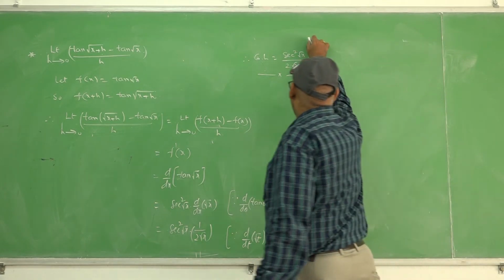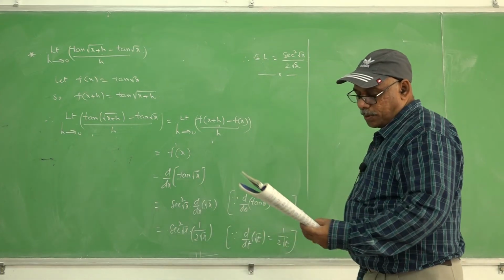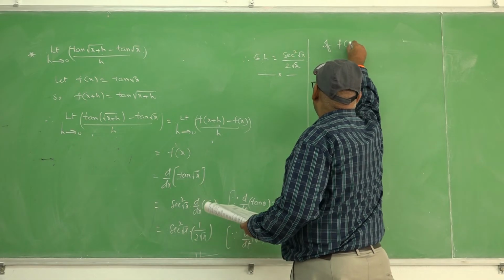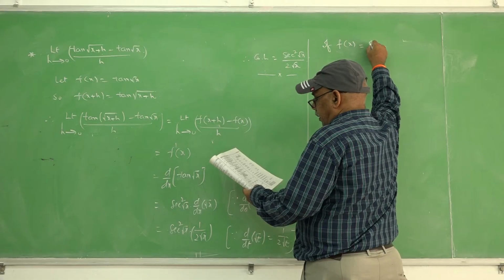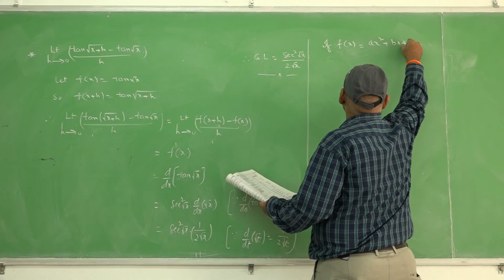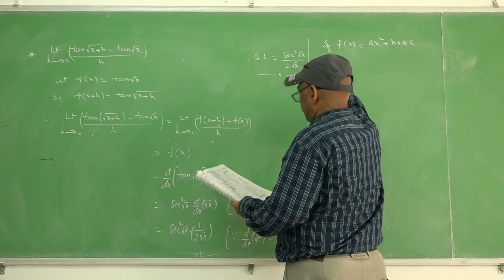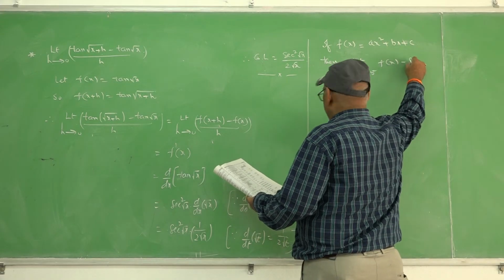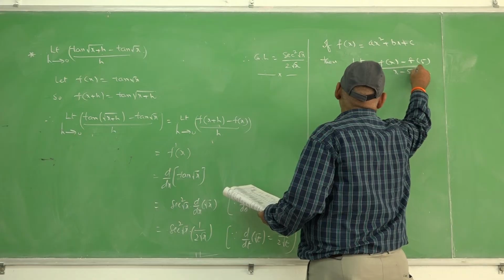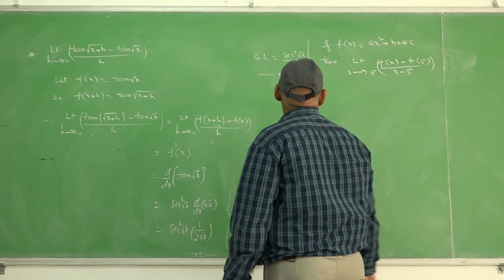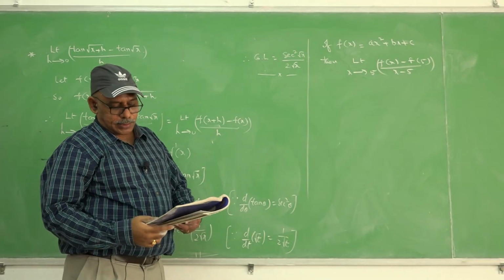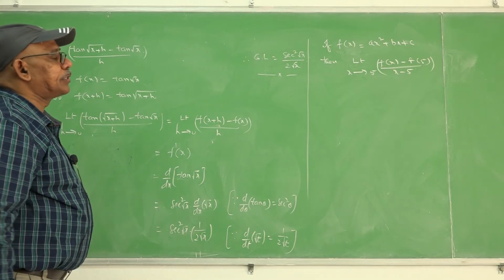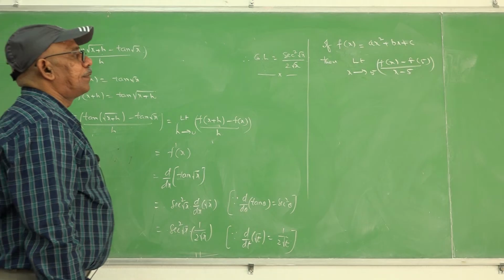Similarly, another problem. If f(x) equals ax square plus bx plus c, a second degree polynomial, a quadratic polynomial, then you have to find the limit as x goes to 5, f(x) minus f of 5 by x minus 5.